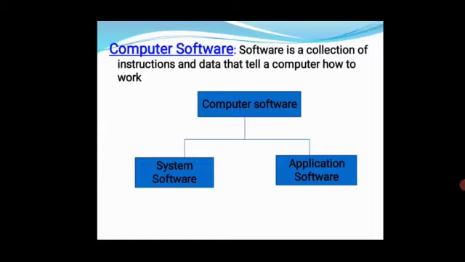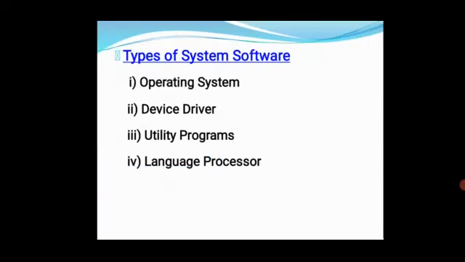Why are we giving a set of instructions to the computer? For performing some work, some task. Here the computer software is divided into two categories. The first one is system software and the second one is application software. Let me see one by one the meaning of system software and application software. Here I have given only the types, but the definitions I will tell.